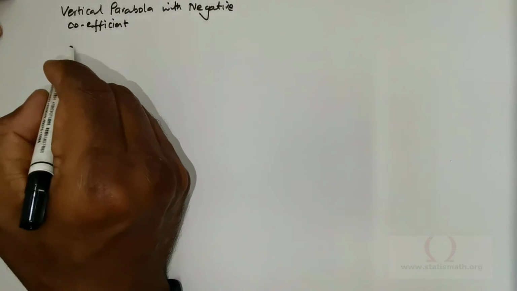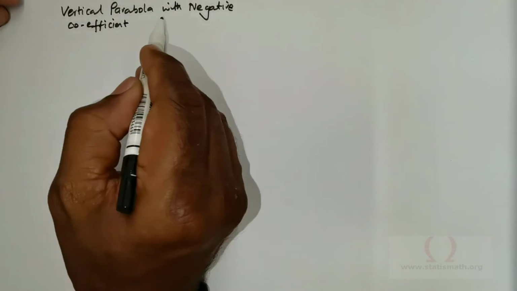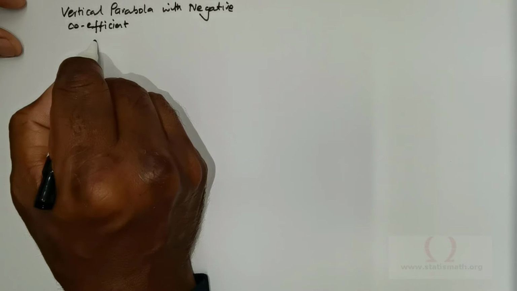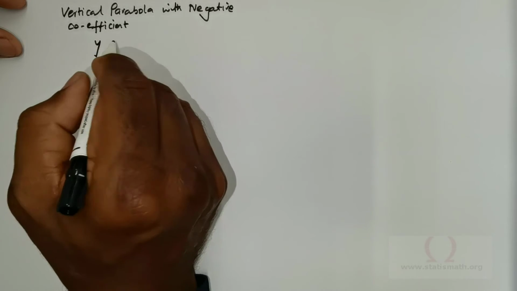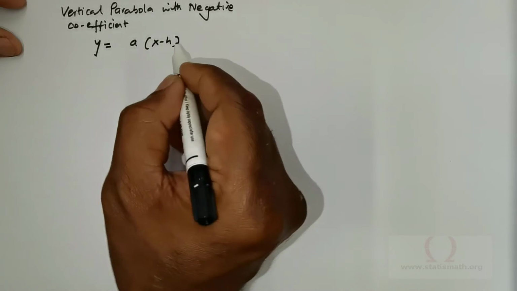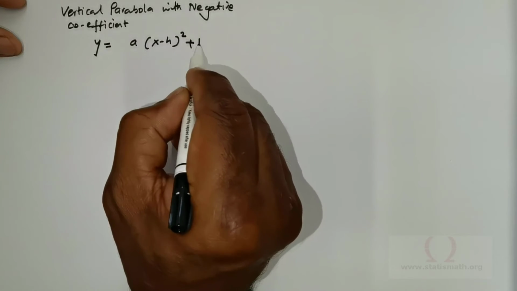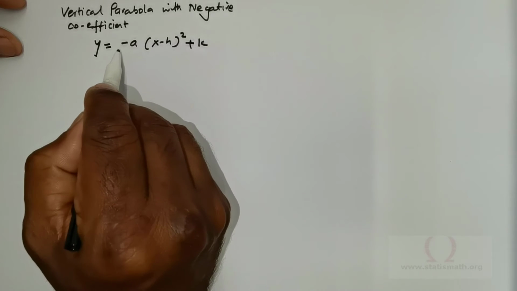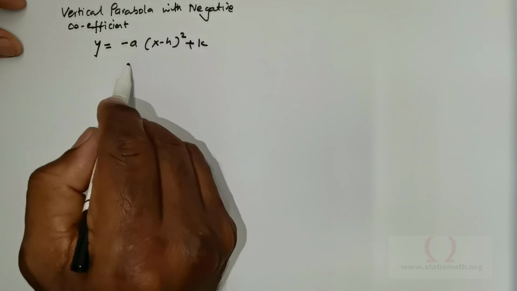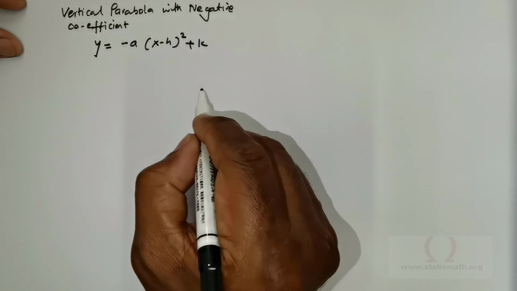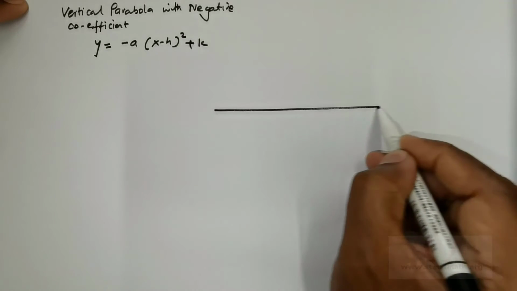Students, in this class we are going to be seeing parabolas with negative coefficients. So I have already mentioned to you the form of a vertical parabola: y is equal to a times (x minus h) raised to the power 2 plus k. This is the form of the vertical parabola. Now if a is negative, then the parabola's form would change. So that would be something like this. So I'm going to be drawing it here.